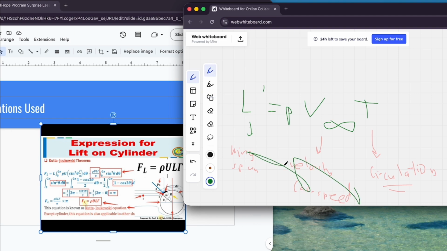So this will calculate. Oh gosh. This is. Hold on.